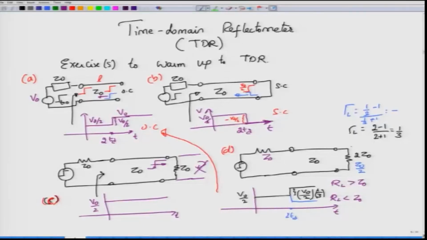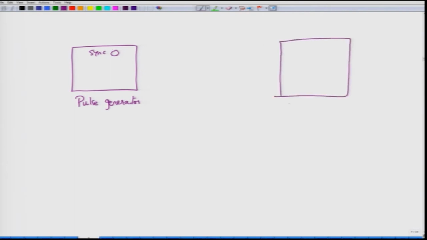So if I were to build an instrument that perhaps looks something like this, I have a pulse generator. So this is the pulse generator that I have, and let's say there is a sync button for this, which will allow the pulse generator to synchronize with the oscilloscope.